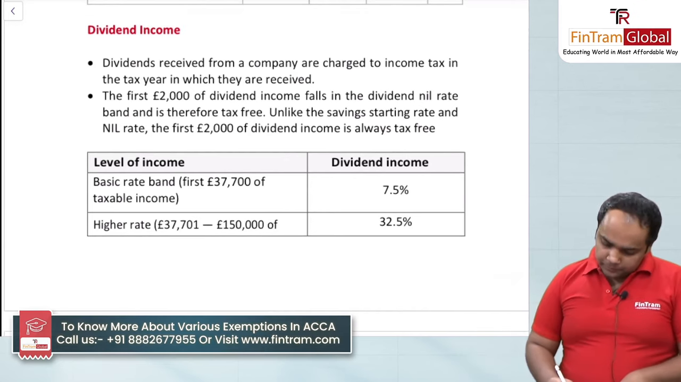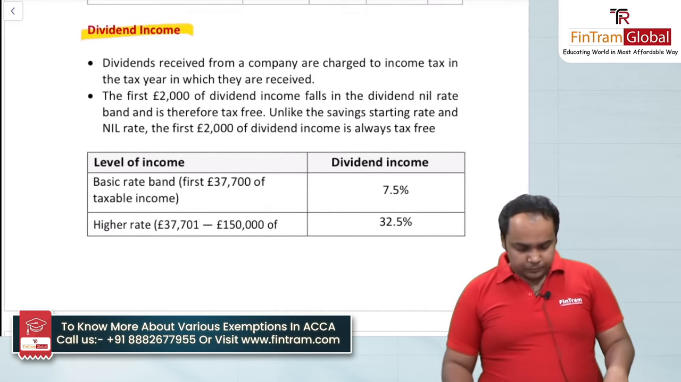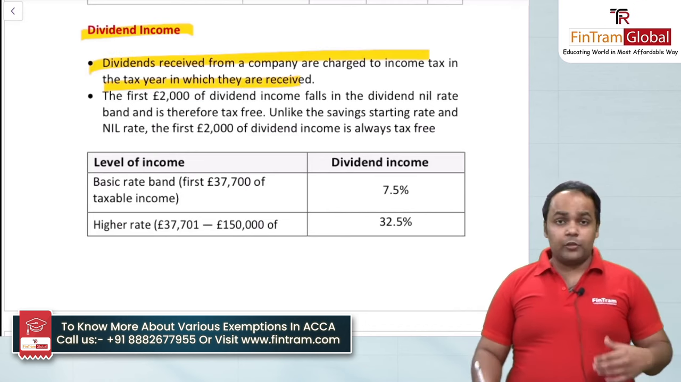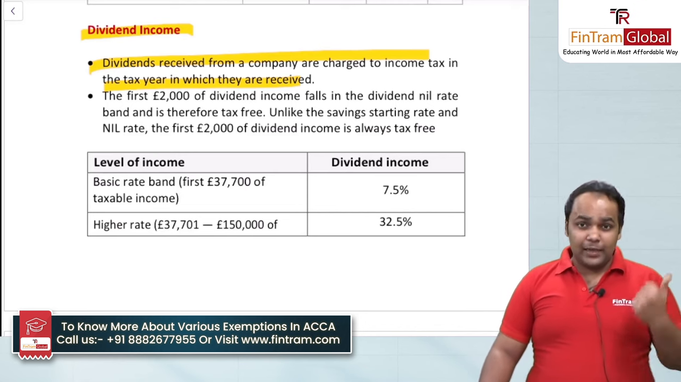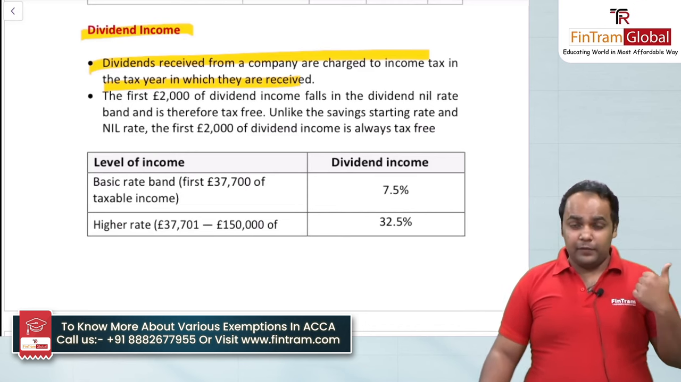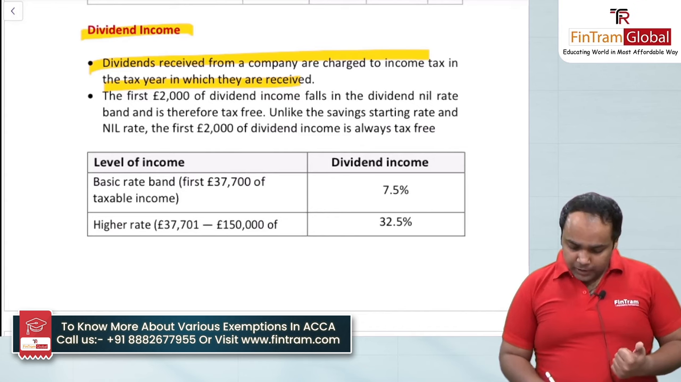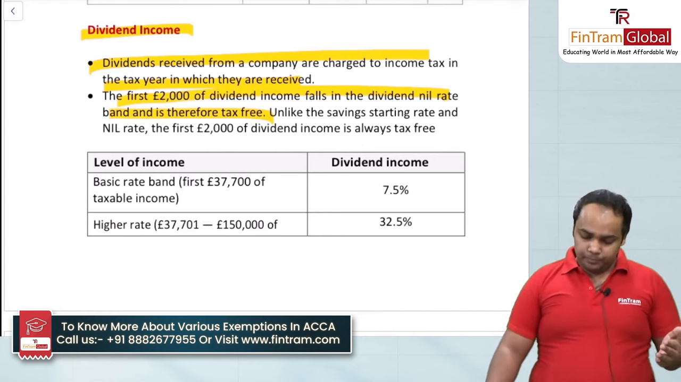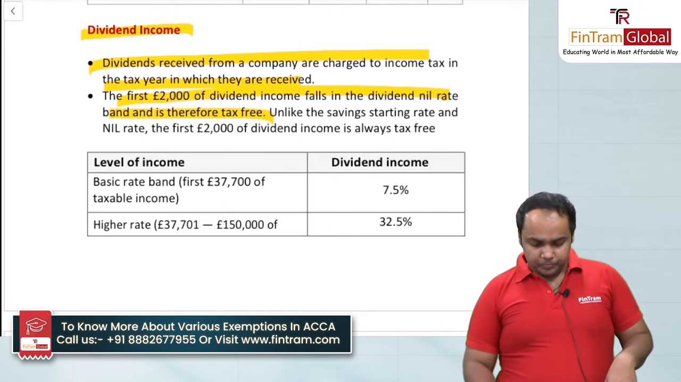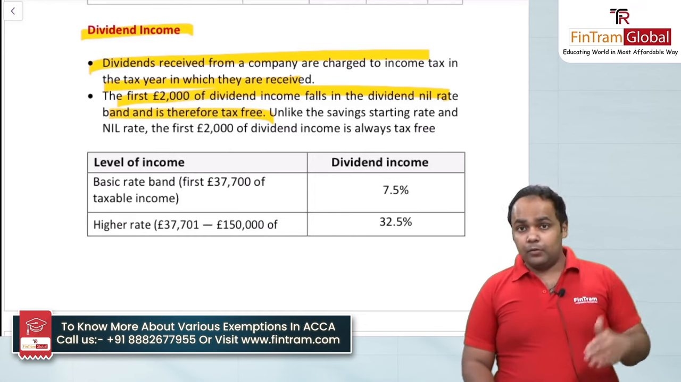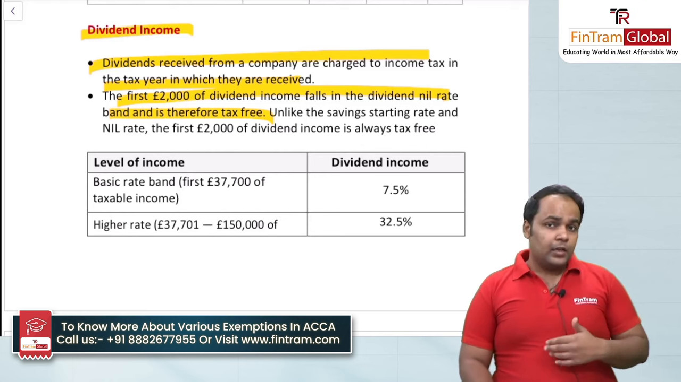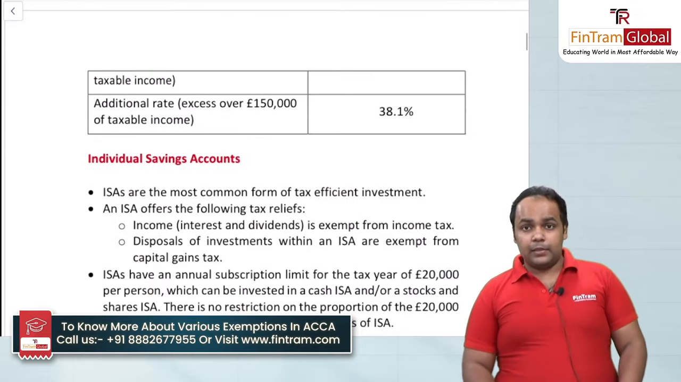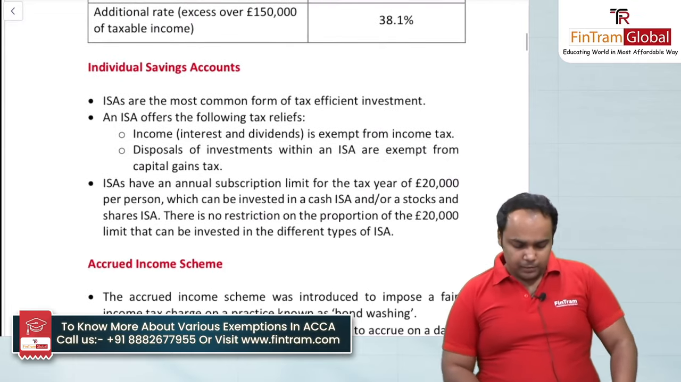Coming to dividend income, again, received from a company, they are charged tax in the year in which they are received. Just like savings income, they have a dividend nil rate band of 2,000, which is available to all taxpayers tax free. There's no difference between basic and higher or additional rate; it's available to everyone. The rates and levels of bands will be given to you in the examination, so please keep that in mind.